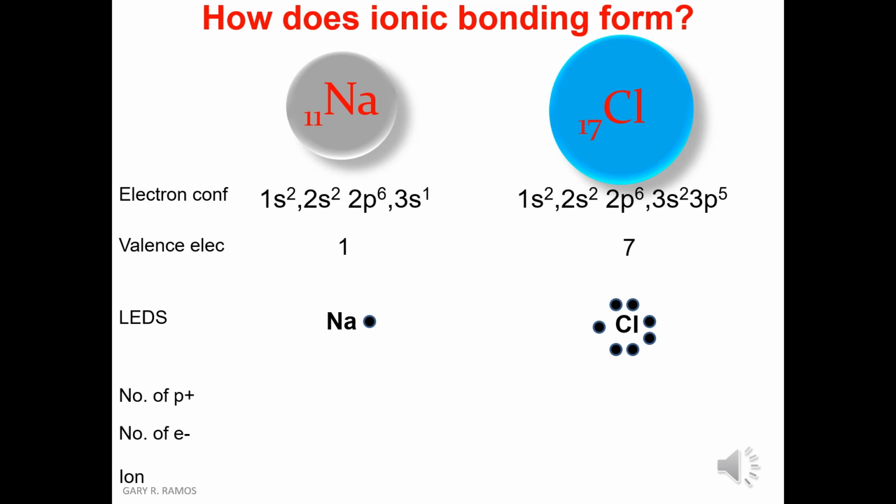In writing the LEDS of a particular atom, we have to consider the chemical symbol, which represents the nucleus and inner electrons, and the dots, which represent the valence electrons. Since sodium has one valence electron, we're going to add one dot beside the chemical symbol Na. You may add two dots, which is the maximum per side of a chemical symbol, either on the right, left, top, or bottom. Now for chlorine, since chlorine has 7 valence electrons, we're going to add 7 dots around the chemical symbol of chlorine.